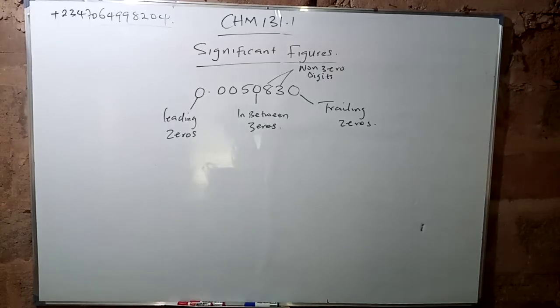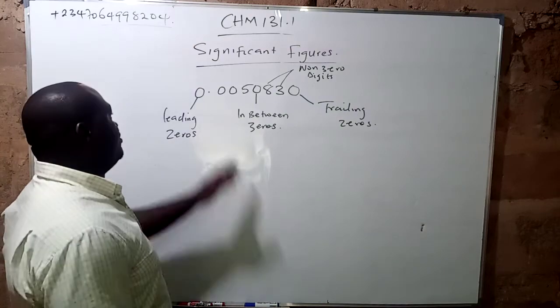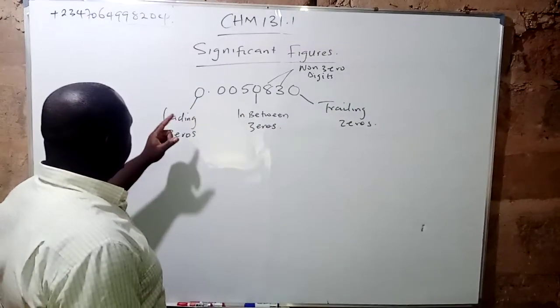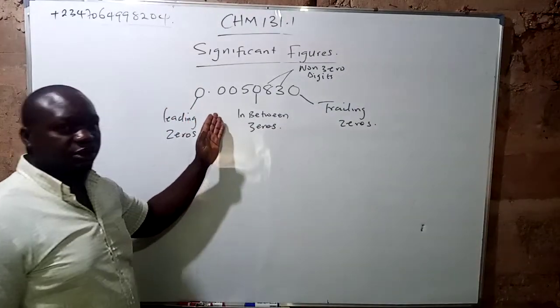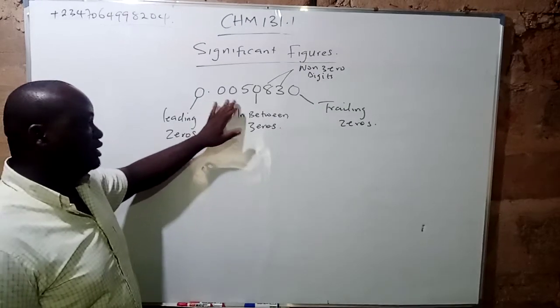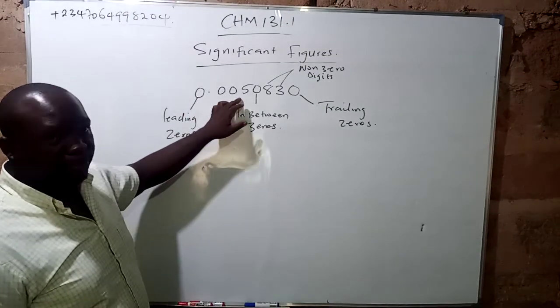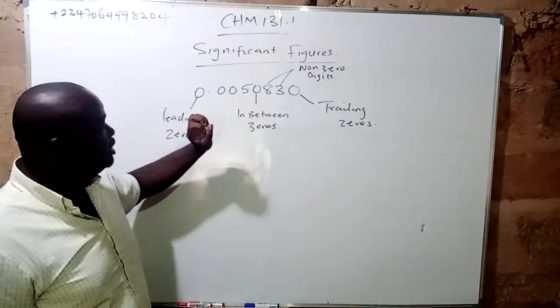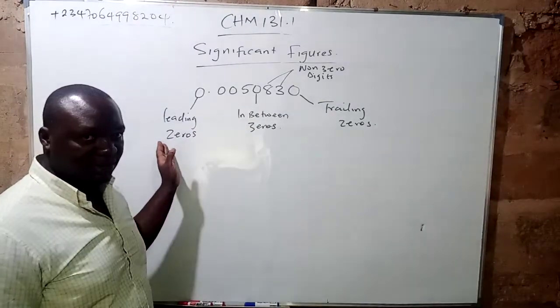Significant figures. Let's go. In this video, we're going to talk about significant figures. Look at this example I just wrote on the board. You can see that the first zero, this first zero you're seeing before the main digit, is called the leading zeros.